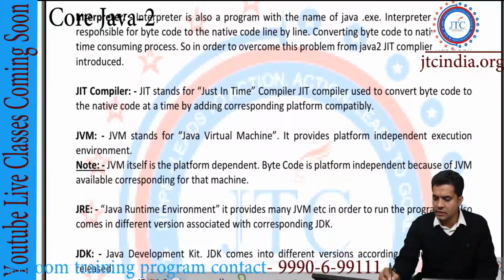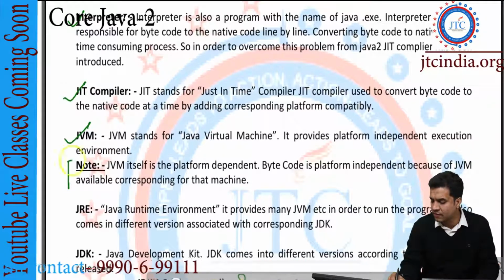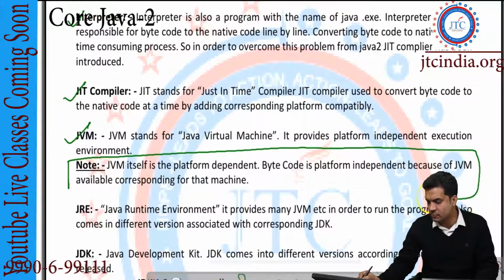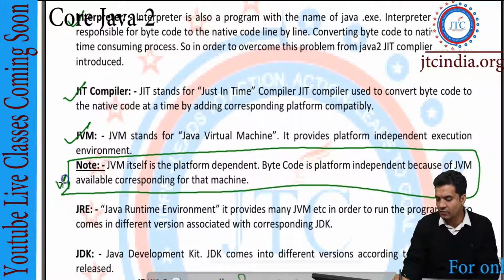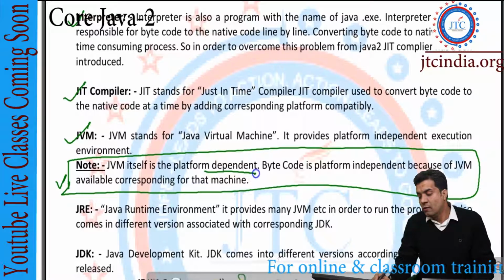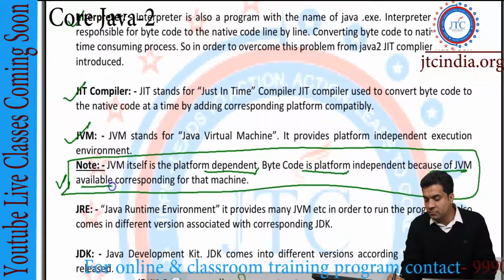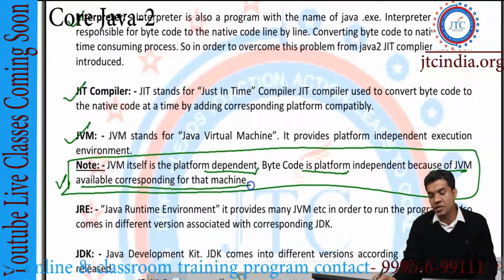Interpreter, what is this interpreter? JIT Compiler, JVM. Note, I have given some notes related to the JVM. Just now I have explained it also, right? Have a look. JVM itself is platform dependent. What does it mean? The byte code is platform independent because of the JVM available on the corresponding machine.